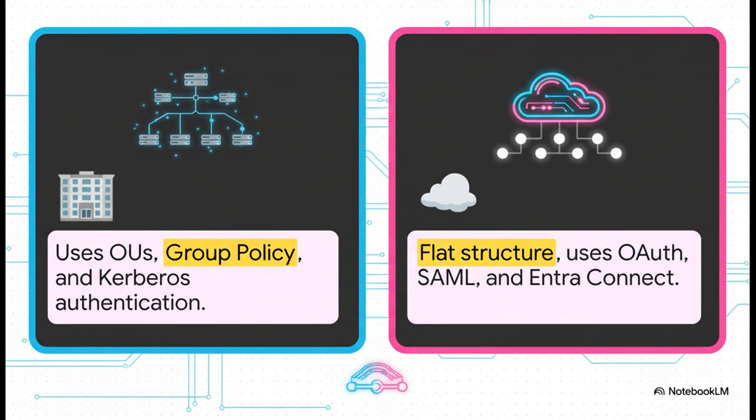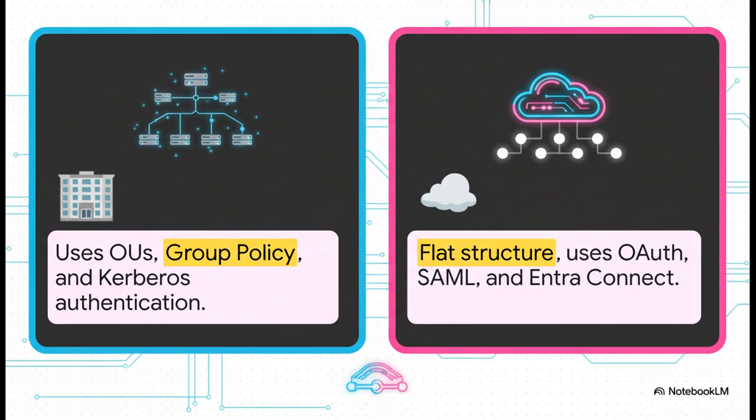On-premises ADDS uses OUs to organize objects and relies on Kerberos for authentication. Azure AD, on the other hand, is a completely flat directory structure. There are no OUs. There is no group policy. Instead, it utilizes modern web protocols like OAuth and SAML. To get these 2 vastly different worlds to actually talk to each other, you have to synchronize them using Microsoft Entra Connect.